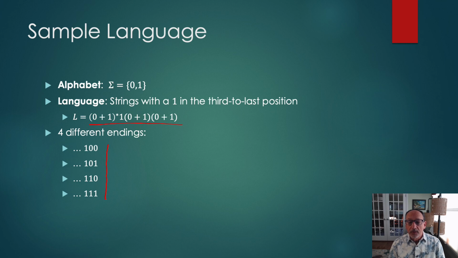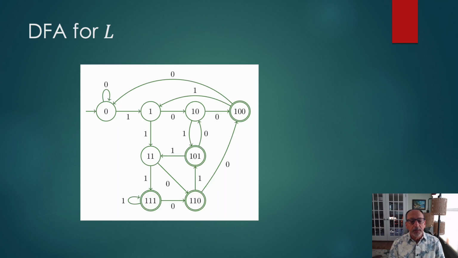Now, we already saw a DFA for this language in section 2.1 of the book. Here it is. As you can see, there are 4 accepting states that track whether it was a 1 in the third to the last position followed by 2 zeros, a 0 and a 1, a 1 and a 0, or a 1 and a 1. Now, if you'll recall this from the previous section, it took a little time to talk about and think about and come up with. It wasn't rocket science by any means, but it turns out that an NFA is much, much easier to come up with most of the time.